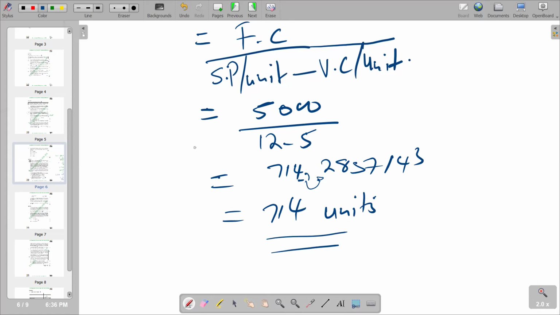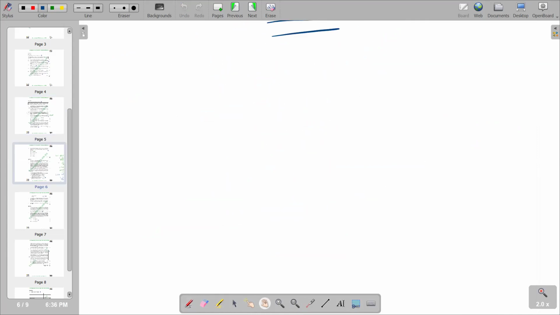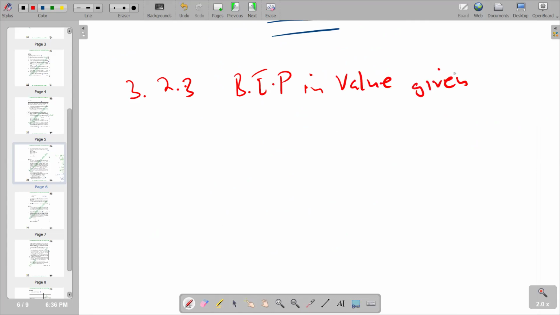Moving on to the next question. Our next question is saying here, break-even point in rands, which is in value, if the business wants to make a profit of 8,000 rands. So this is the break-even point in value given a targeted profit level. We should try to put down the formula to calculate break-even point in value given a targeted level of profit. So we are saying 3.2.3. This is now the break-even point in value given a targeted profit.